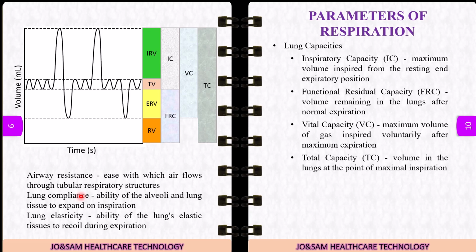Next is the lung compliance. Lung compliance is the ability of the lungs and tissues to expand on inspiration. If there is no proper expansion of the tissues, what happens? The inspiration gets affected. Okay. Next is the lung elasticity. During expiration, our lungs should recoil to normal condition. So elasticity is the ability of the lungs to recoil during expiration.